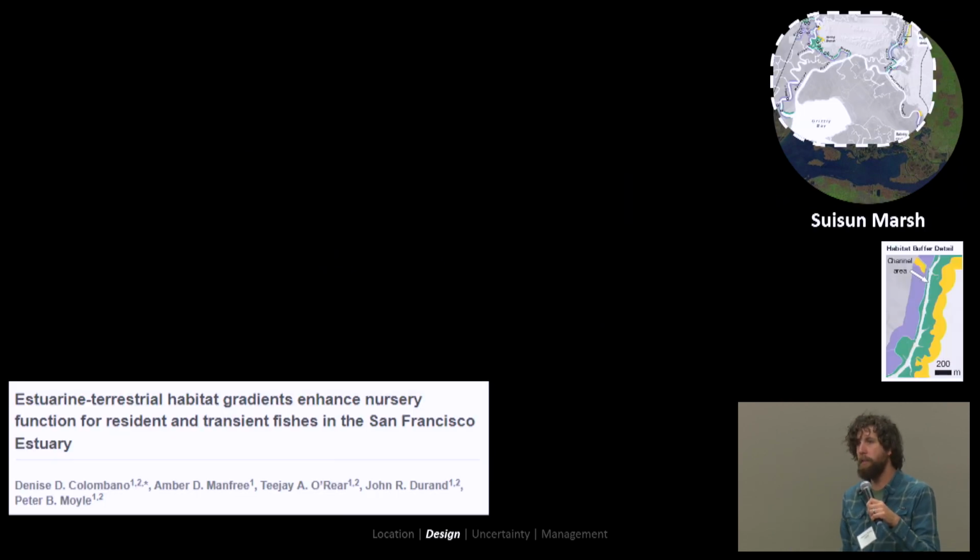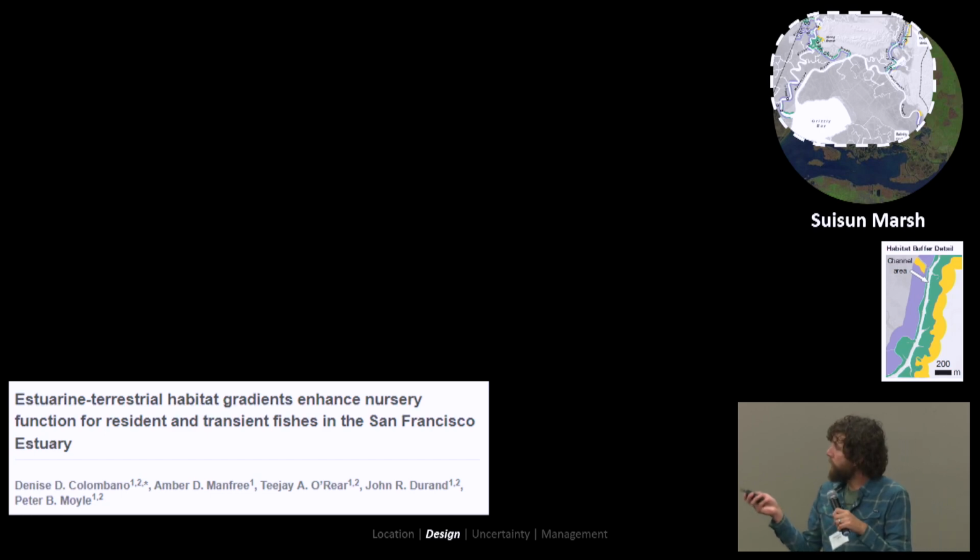Other studies have looked at different ways in which geomorphology can influence rearing benefits, confer rearing benefits. Estuaries in general, and wetlands in particular, are often referred to as nursery habitats. And there's a lot of literature discussing what is a nursery? What does that mean? What kind of benefits does that include?